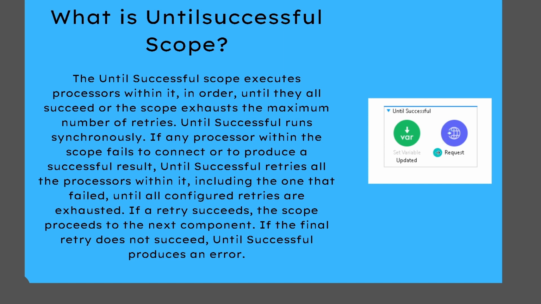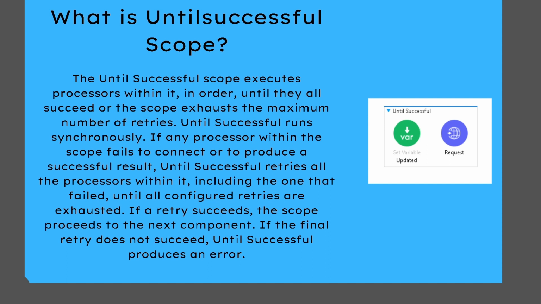Okay, let's say the first time this request fails for some reason, for some connectivity issues, let's say. In until successful you can configure a maximum number of retries. Let's say you have configured the maximum number of retries as 3. So it will try 3 times calling that third party system, calling that request.